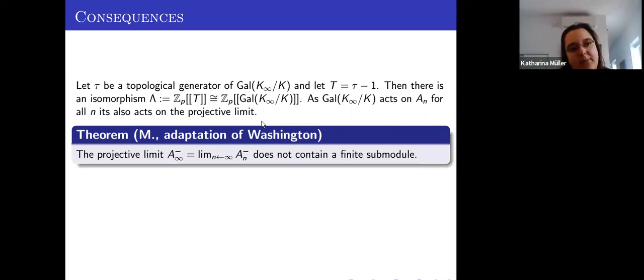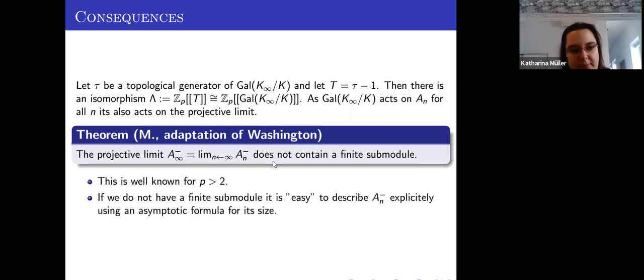And then we can adapt a proof of Washington to show that the projective limit A∞ minus, which is just the projective limit over n of A_n minus, does not contain a finite submodule. And this proof is more or less one-to-one the proof of Washington. The only difference is that now we have this capitulation freeness result for all p and not only for odd p. And this result was well known for p at least 3.